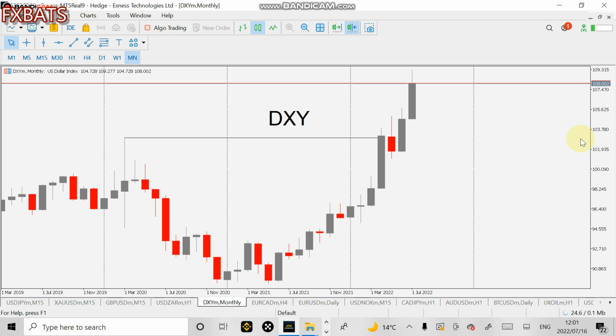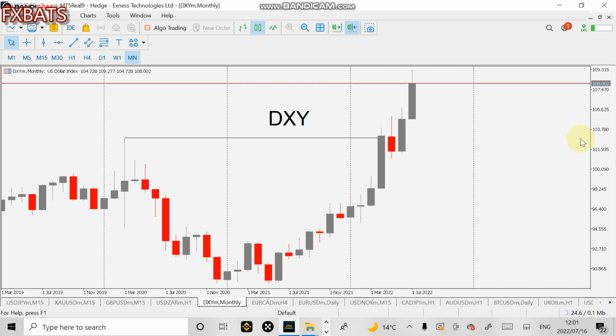Today we're gonna be looking at the US dollar index. That's the DXY. Some of us might not have come across what we call the DXY. So I just want us to go through a few things. We have to define and look at what the DXY means.